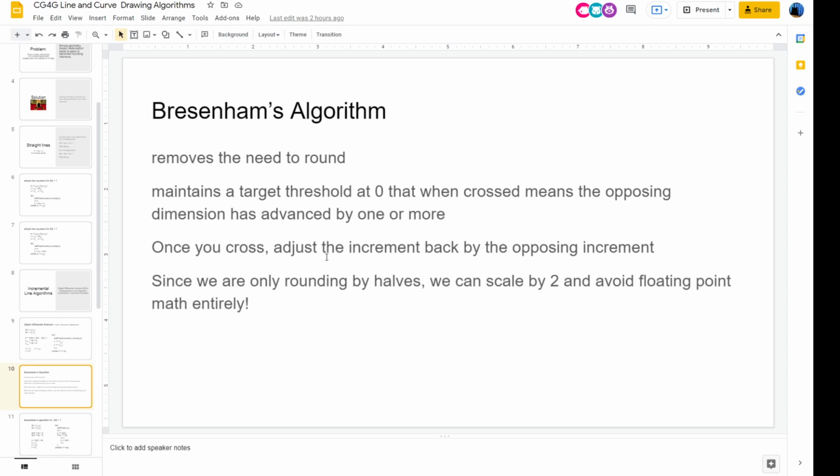So once we cross, we adjust the increment back by the opposing increment. So we'll see this in the calculation. I think it winds up looking a little more obvious. So you're continuously comparing to 0 and seeing, are you crossing this threshold? Which side of the threshold are you on? The moment you become positive, you know it's time to move. As long as you're negative, nothing changes.